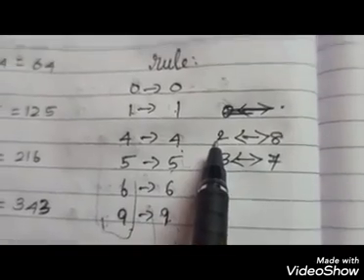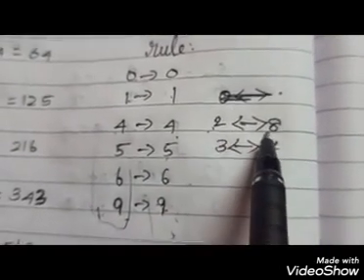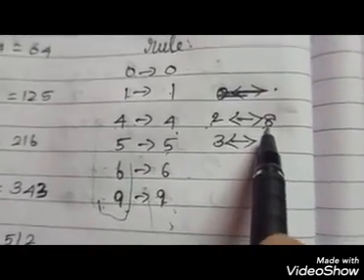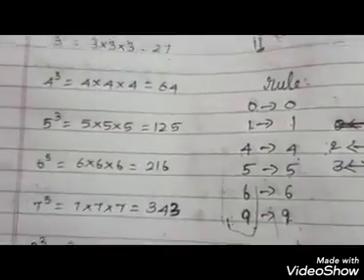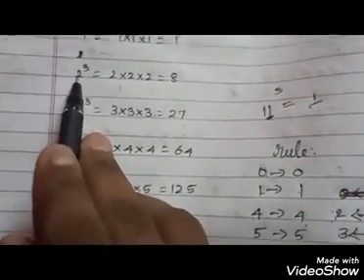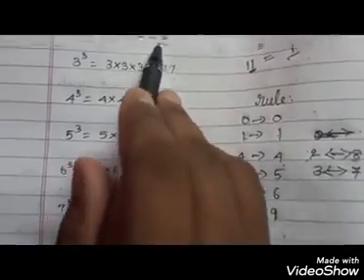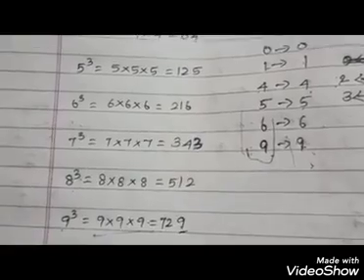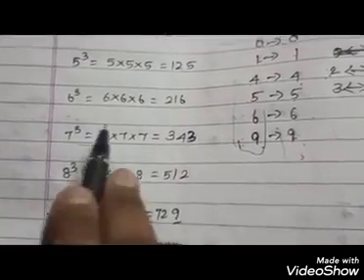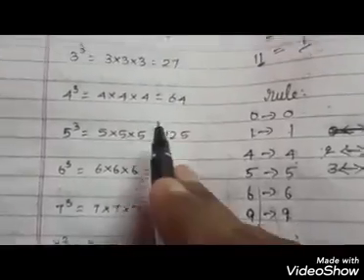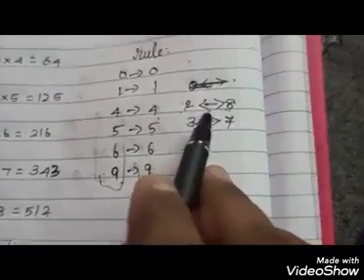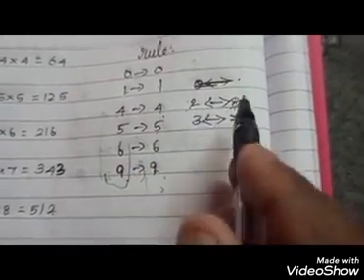And this one is different. If the number ends with 2, the cubic value of that number ends with 8. If the number ends with 8, the cubic value ends with 2. Just compare: if you cube 2 you get 8, but if you cube 8 you get 2. That's why a number ending with 8 has a cubic value ending with 2, and a number ending with 2 has a cubic value ending with 8. That's why I put the double arrow marker: 2 becomes 8, 8 becomes 2.